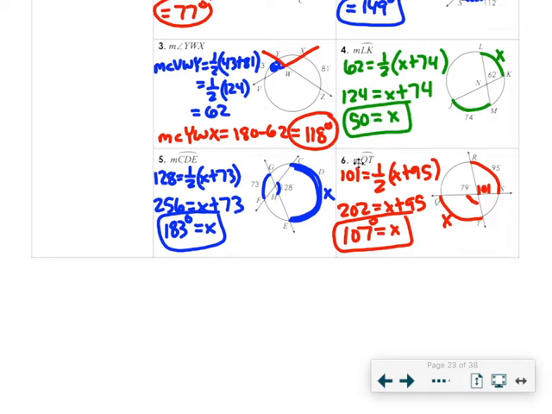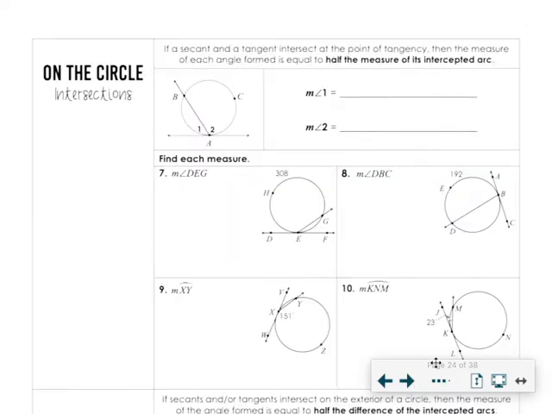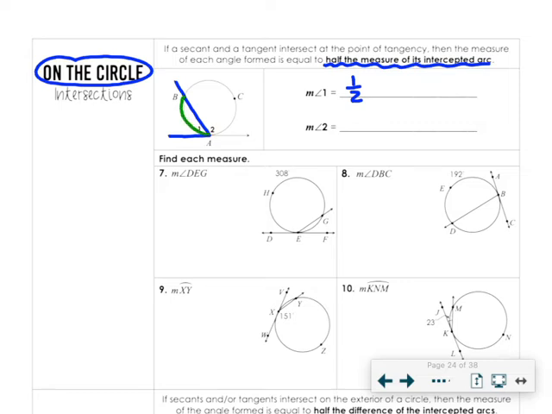All right, next type of picture. So that was with two chords intersecting inside, two chords or two secants. If the intersection is now on the circle, it still has this half idea, but there's not things that you've got to add together. So if we intersect at the point of tangency or on the circle, angle 1 right here is just equal to 1/2 the measure of the arc it intercepts. So 1/2 for this one, this is the arc I'm intercepting right there, AB. 1/2 times the measure of AB.